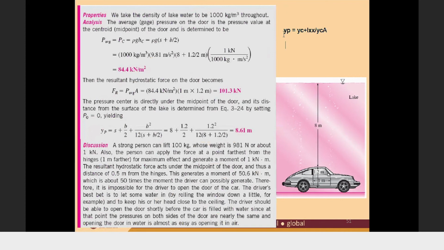Okay, so the trick is to find Ixx and yc. Right. So also, y equals h if the angle is 90 degrees. Okay, 90 degrees. So in this case, 90 degrees.